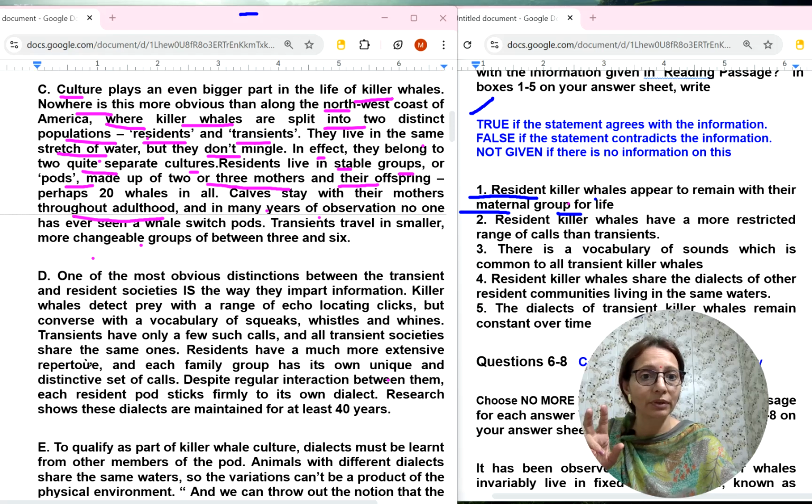Throughout adult life, here it is given for life. So it means this is true. Full spelling, you can write it.